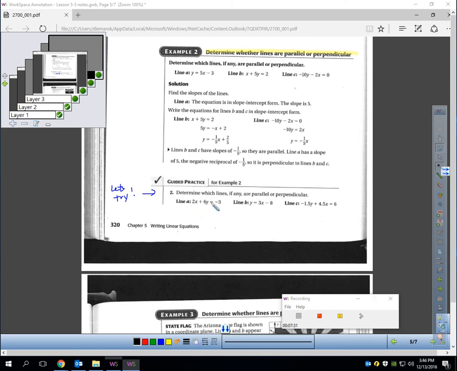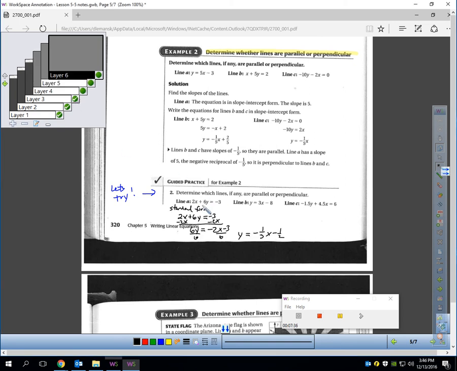I can't tell slope from standard form, so the first thing I'm going to do is rewrite this into slope-intercept form. I'll take away 2x from each side. I'll divide by 6 to get y by itself. And when I break this into separate fractions and reduce, I have y equals -1/3 x minus 1/2. Do you notice that for this first line, I put it here in blue, my slope is -1/3 for line A.